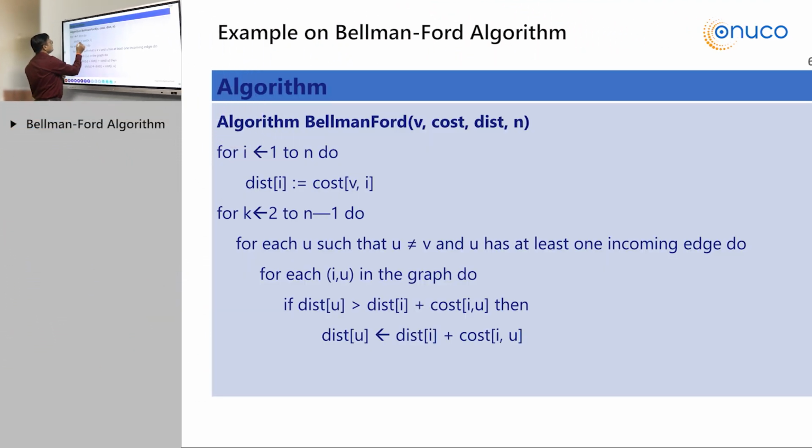This is the algorithm. As I said, first we write the direct distance: distance of i is equal to cost of source to Vi, the distance from the source to all the remaining vertices. Here i goes from 1 to n, where 1 is the source vertex. Now k goes from 2 to n minus 1. Remember that one iteration, the direct distance iteration, is already done.